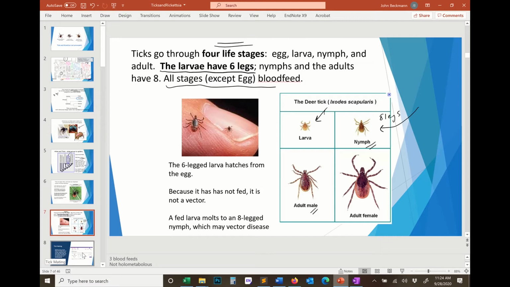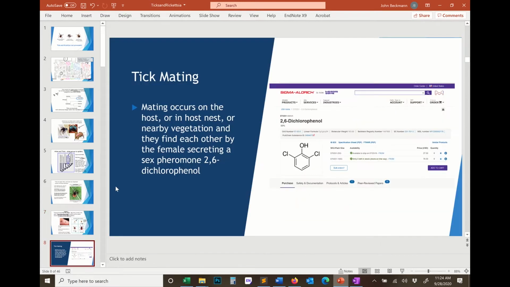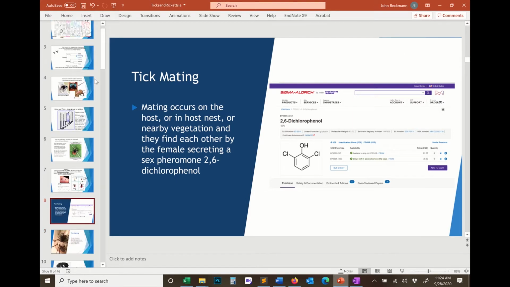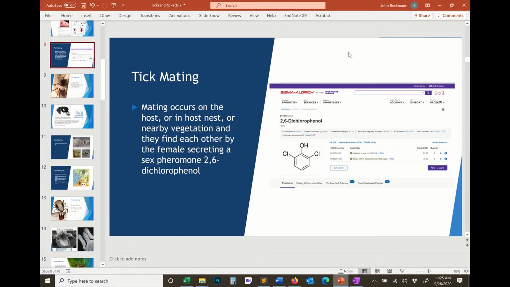Okay, tick mating. Some insects will swarm and mate. One of the reasons that the males blood feed, and that's another thing, is that both males and females take blood meals. This is different from mosquitoes and a lot of the dipterans where only the female will take a blood meal. In ticks, male and female both take blood meals. And one of the reasons that the males take blood meals is because they need to be in close proximity to the female, because they don't fly. So they need to be geographically in the same space that the females are in.